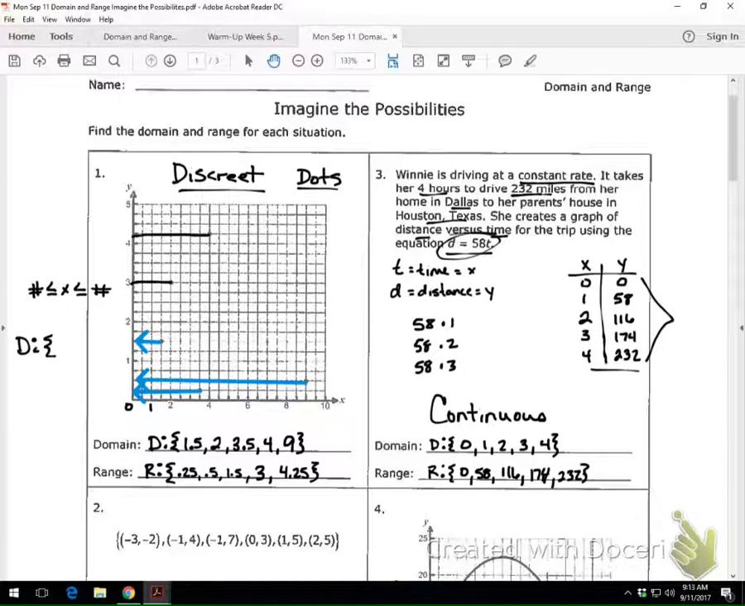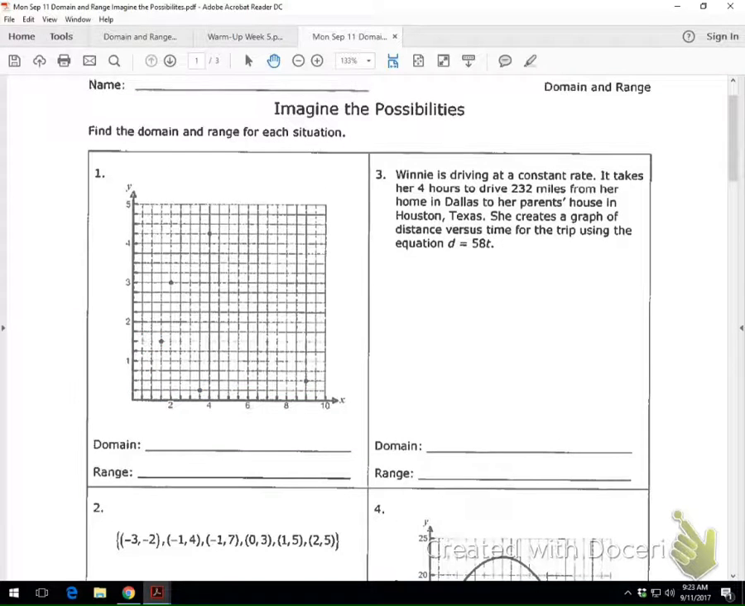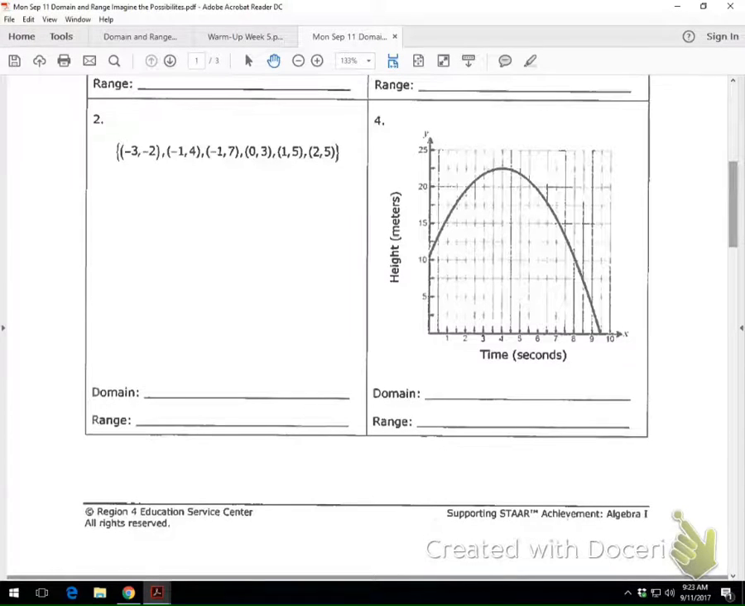Alright, so when we have a graph with dots, we list it. When we have an equation, we can make a table. We list it. Okay, so number 2, how do you think we're going to do that one? Just list. Now, they're already in coordinate form. So D: {dot, dot}, R: {dot, dot}. Make sure you put brackets. If you can't draw a bracket, just draw a squiggly line. That's what I do.